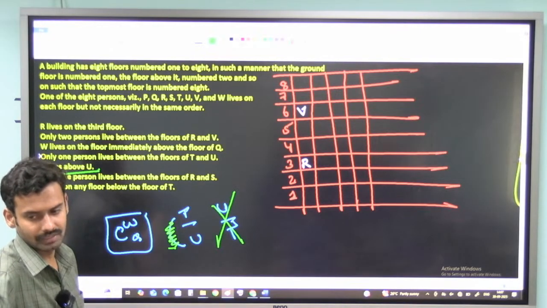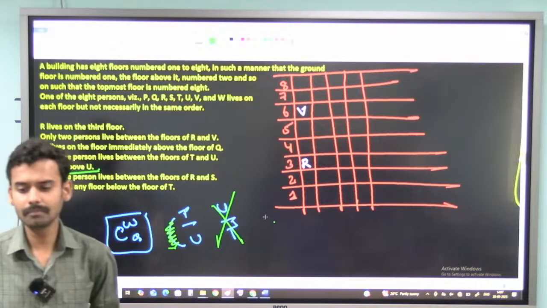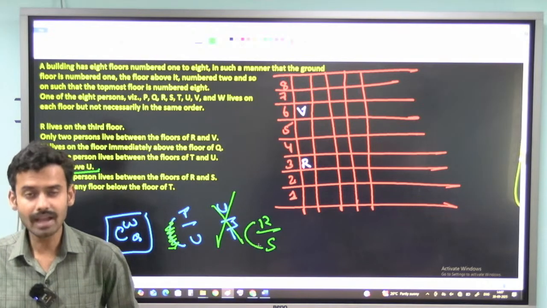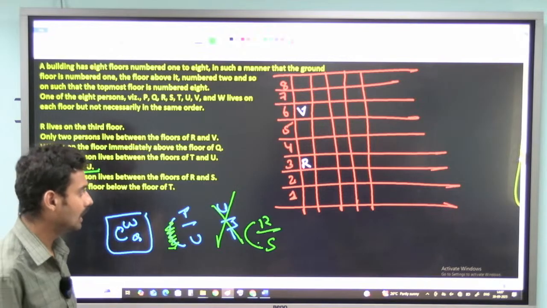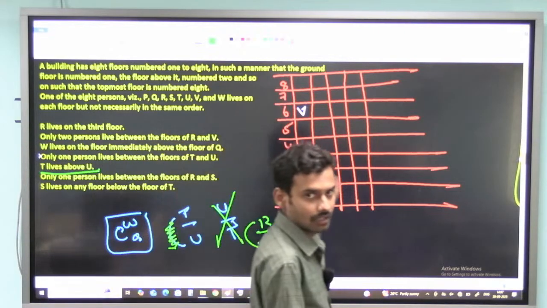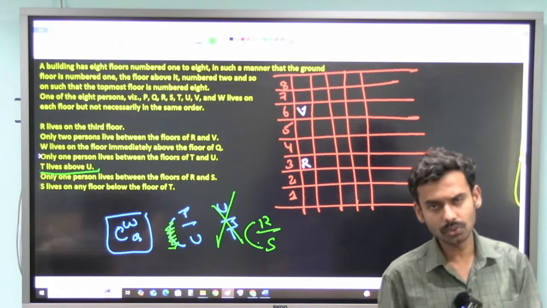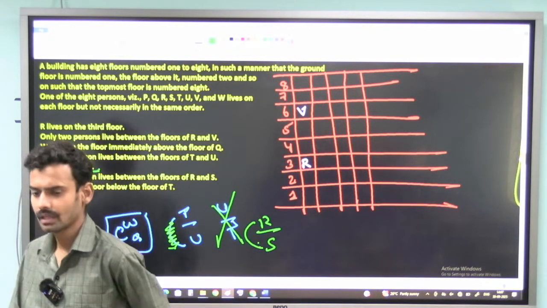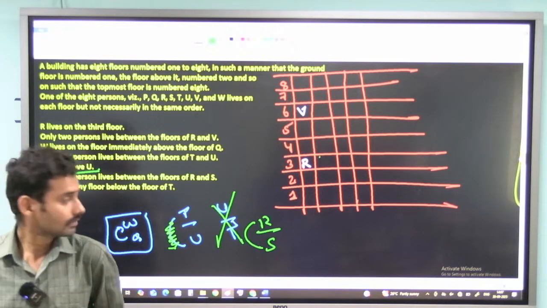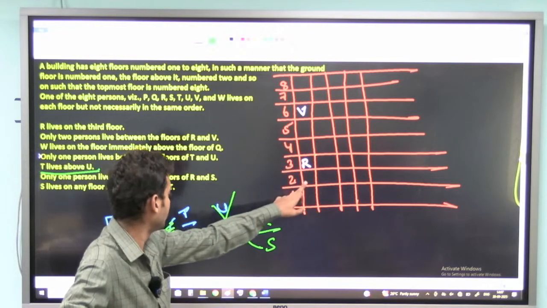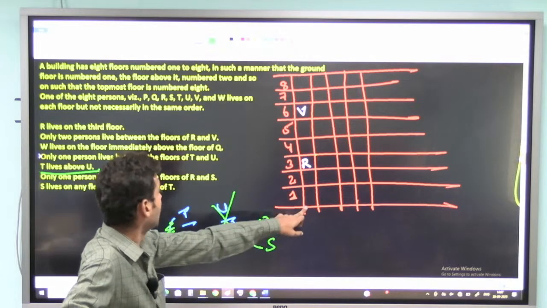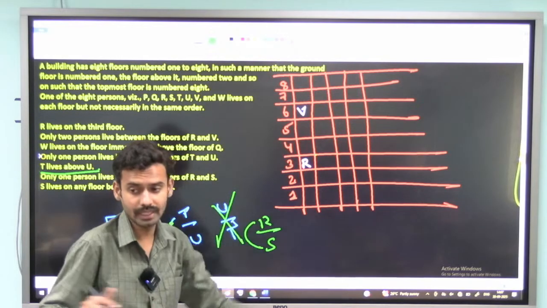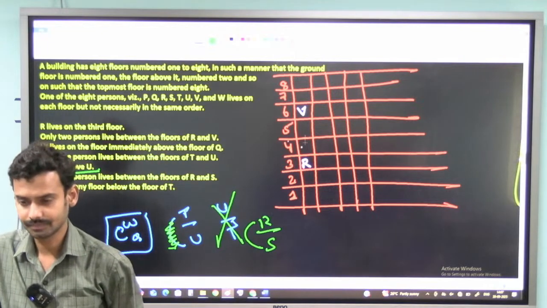One person lives between the floors of R and S. There is one person between R and S, R dash S, and still I can swap them. But if we see the table, R is already there in the table. So I can form the cases, because there are only two cases. Let's see how to do it. R is here; at a gap of one person, I can take S here. Or R is here; at a gap of one person, I can take S here. So there are two cases. Let me form two cases.